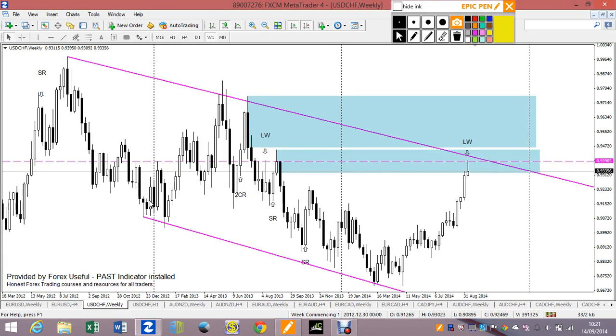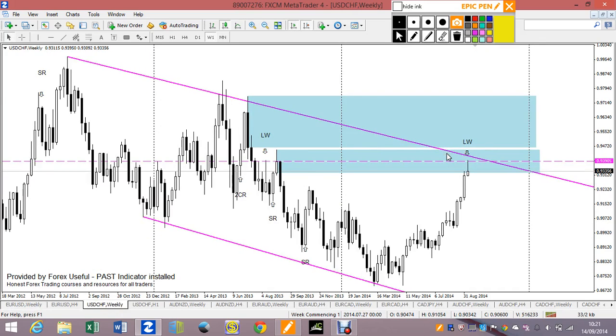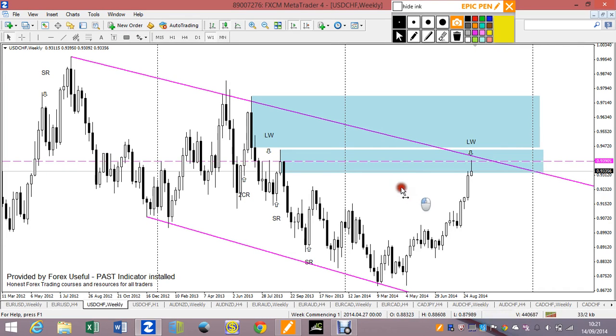Dollar Swiss, as most of you will probably know, has a high negative correlation to the euro dollar. So basically, if the euro dollar goes up, the dollar Swiss tends to go down. So I'd be reluctant to trade both the euro dollar and dollar Swiss setup simultaneously, because you're really just doubling your risk for what is essentially a very similar setup.